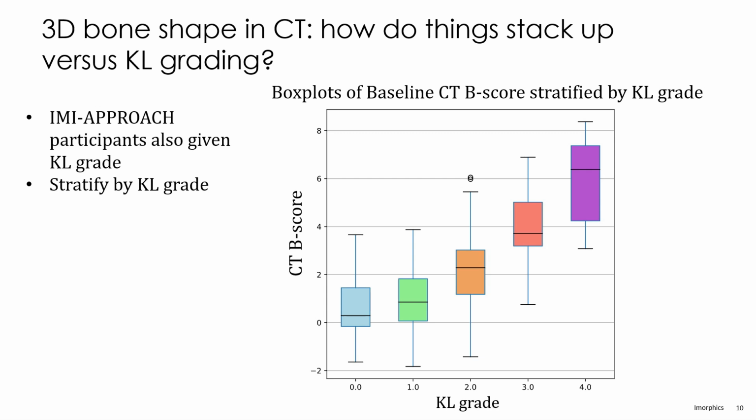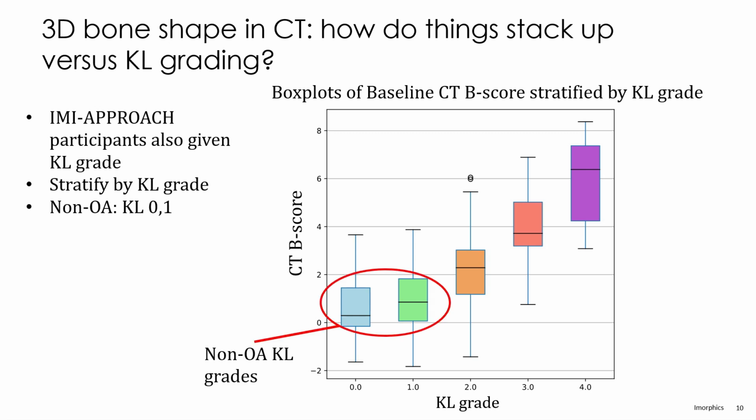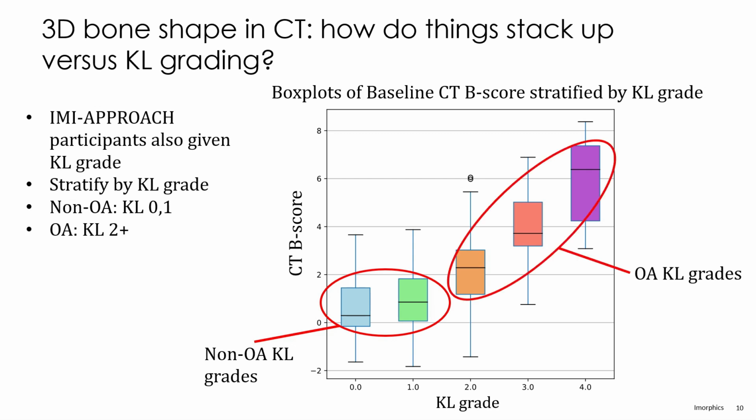Which, when we look at the definition of OA and non-OA in the KL grading system, they define anything with KL grades 0 or 1 as non-osteoarthritic, and anything as KL2 plus radiographic osteoarthritis, which kind of lends credence to the idea that we are measuring something which has some analogous properties to what is being determined by KL grade, just with more resolution and sensitivity and consistency.